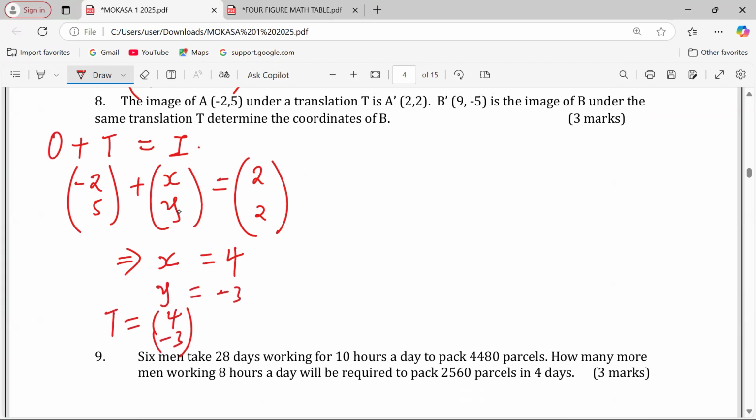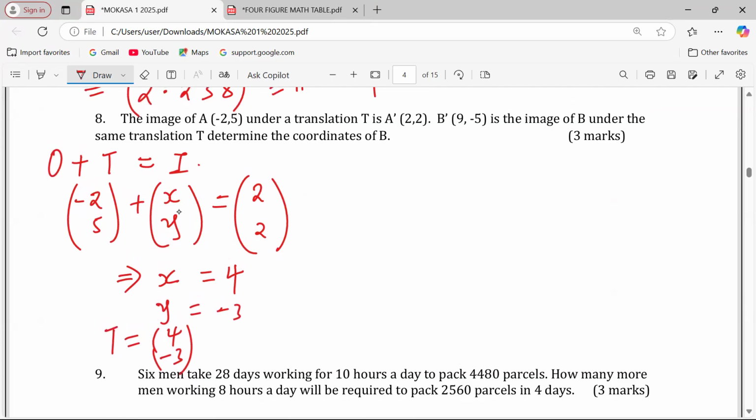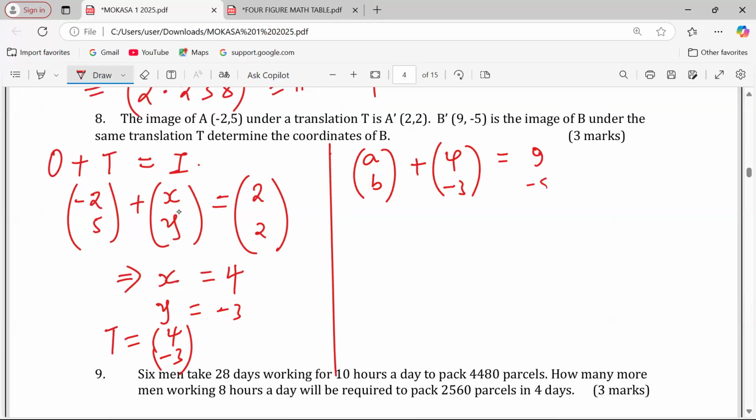That's our translation vector. Now, with the translation vector, we can talk about the coordinates of B, which are unknown. So we can let them be (a, b). When we add the vector (4, -3), we are supposed to get the image (9, -5). The image of B is already here. So now we get a, which is going to be 9 minus 4. We get 5. And for b, 3 will be added to the other side. So -5 plus 3 gets -2. So the coordinates of B should be (5, -2).